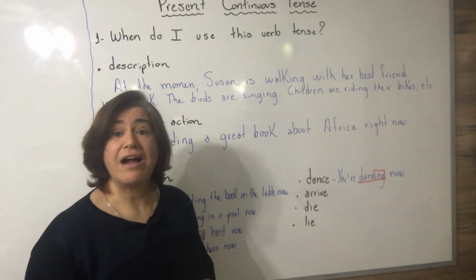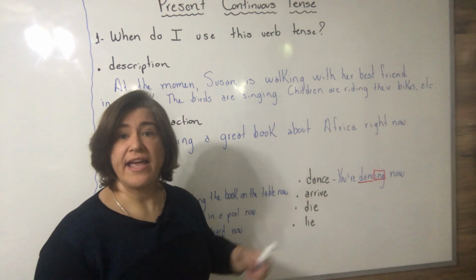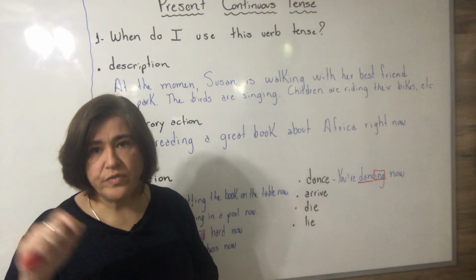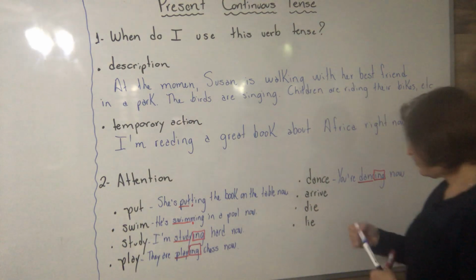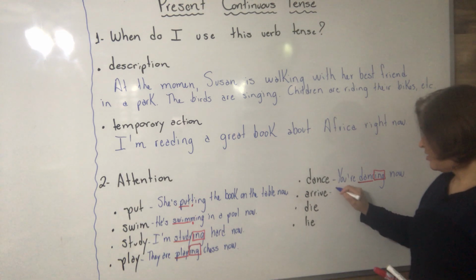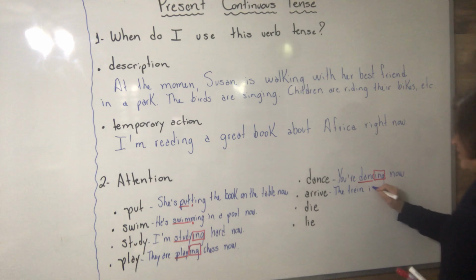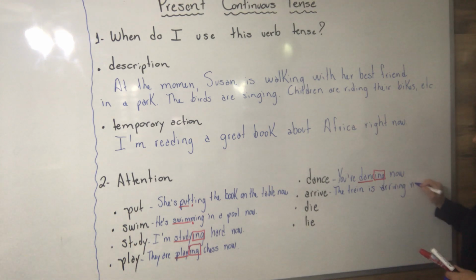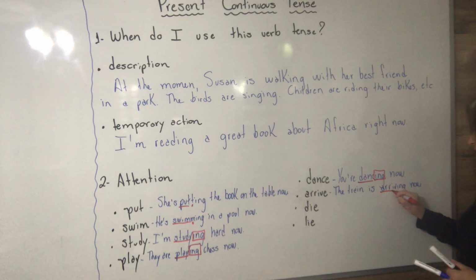We have the verb arrive. Arrive finishes in E, and what is going to happen? You are going to remove the letter E and add ing. Example, "The train is arriving now." Okay, so I put the verb arrive and ing.